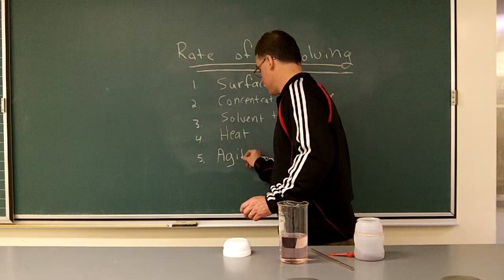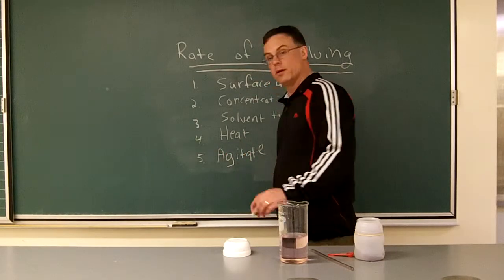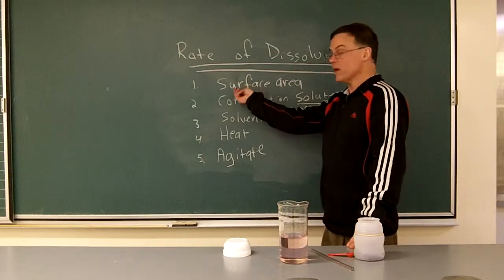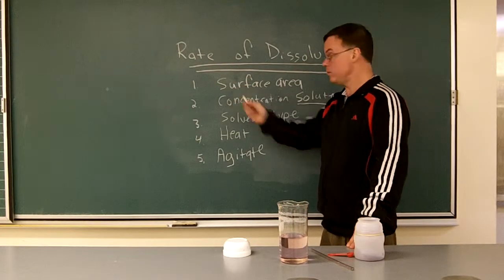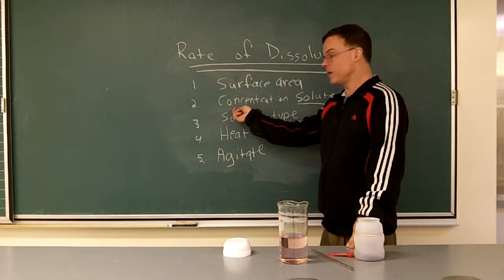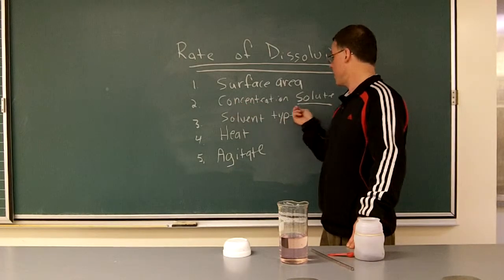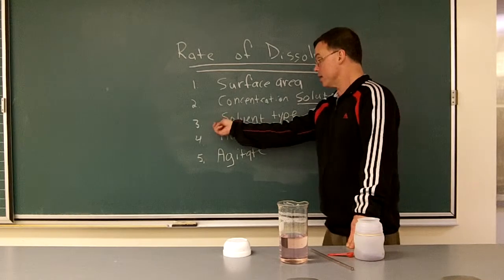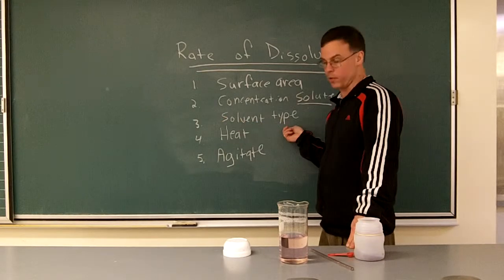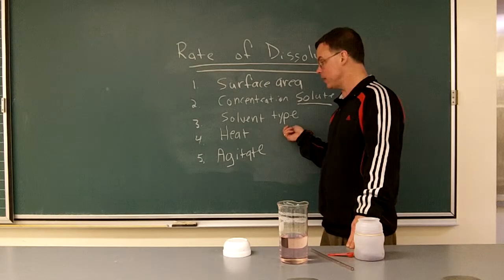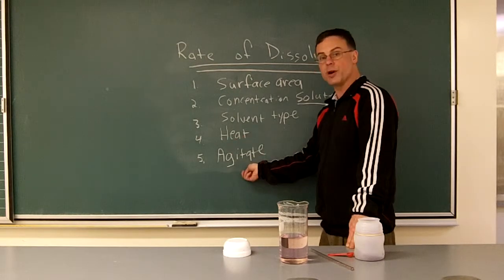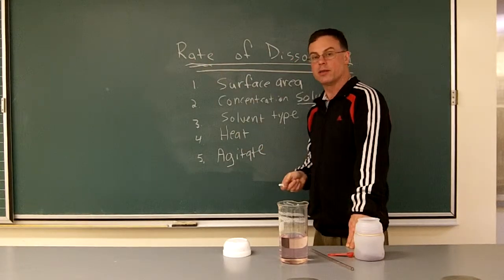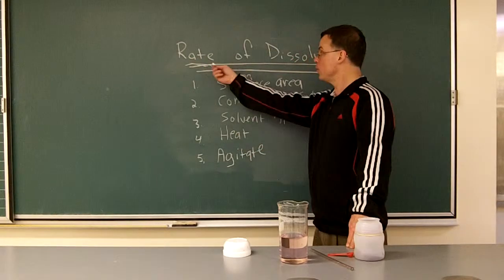We mentioned agitate already. So one more time. To increase the rate of dissolving, you can increase the surface area of the solute. Carefully consider the concentration of the solute, in other words, how little or how much you put in. Consider also the solvent type. For example, water is great for dissolving Kool-Aid. Adding heat and stirring will also speed up the rate, that is, how fast the dissolving occurs. Rate of dissolving.